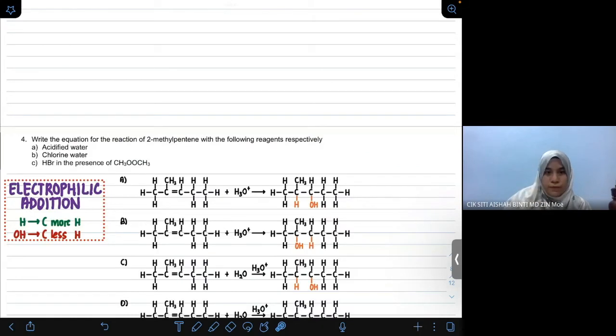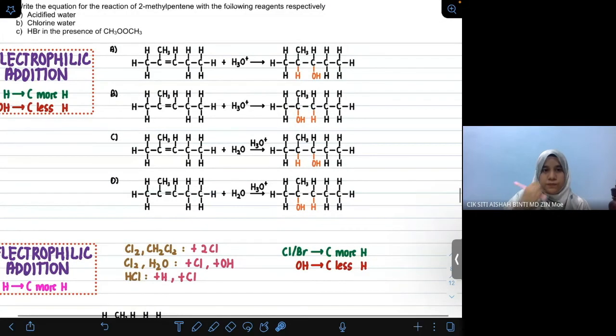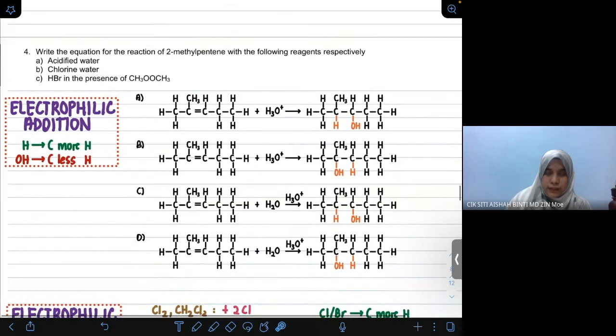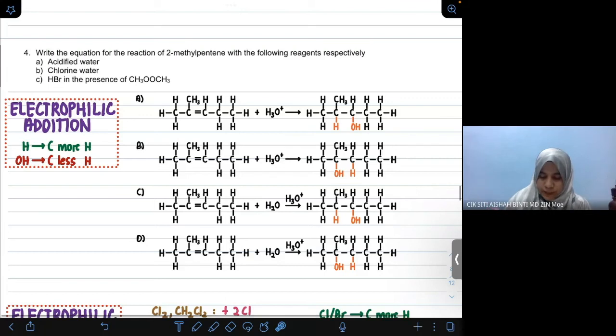Okay, question number 4. Yang ni pun pilihan juga. Okay. Here it mention, write the equation for the reaction of 2-methyl pentene. Betul tak 2-methyl pentene ni? 1, 2, 3, 4, 5. 2-methyl pentene. Alamak, double bond dia tersilap. Tukarlah dekat sini. Sebenarnya ni 2-methyl 2-pentene. Tukarlah. Ni 2-methyl 2-pentene.